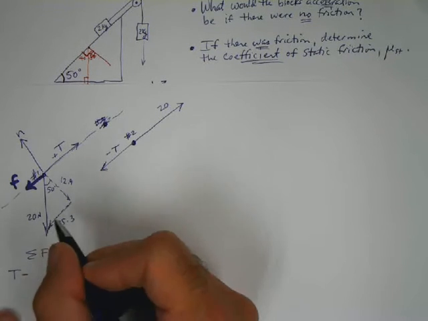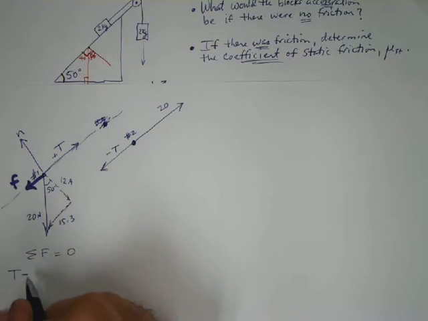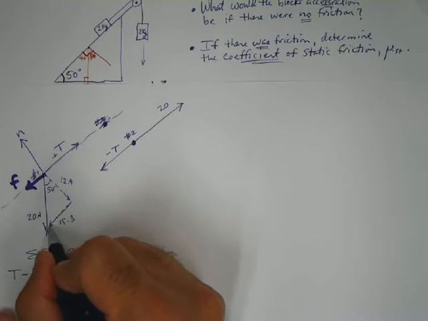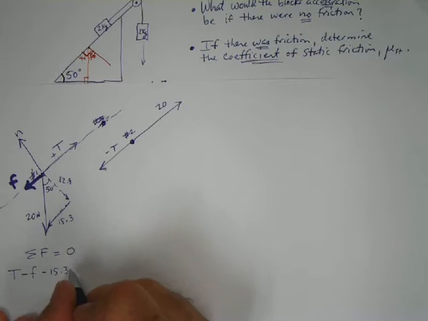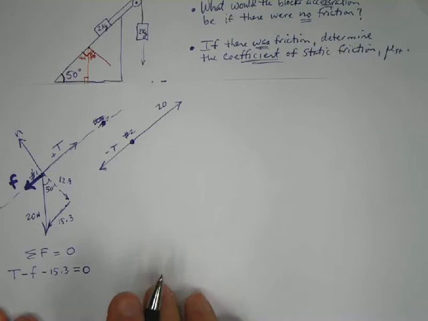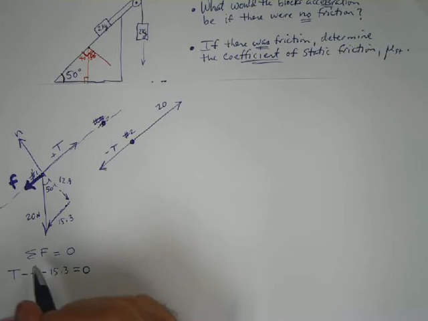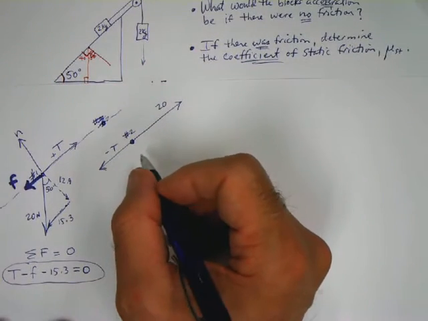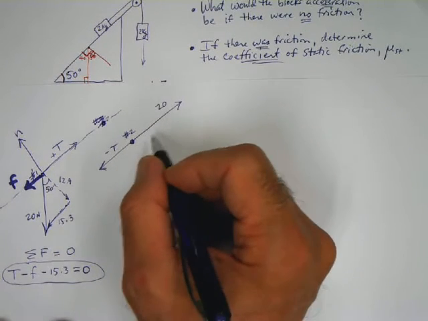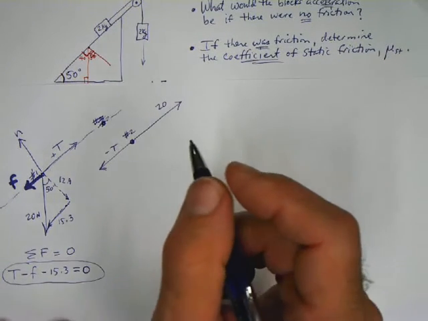We have the right hand force, which is tension, minus, we have two things that are fighting against the tension. We have the friction force, and we have that 15.3 newton component of block number 1's weight vector. Those are going to add up to 0. Okay, but we have two unknowns there, so we'll have to get another equation to help us solve for that.